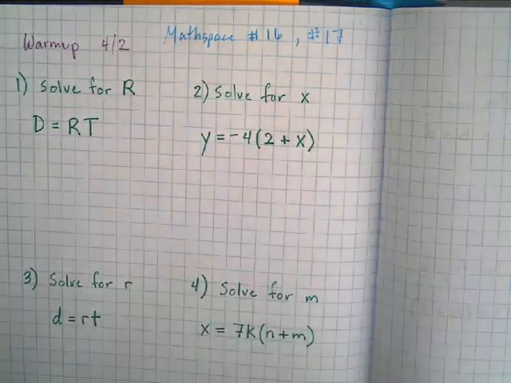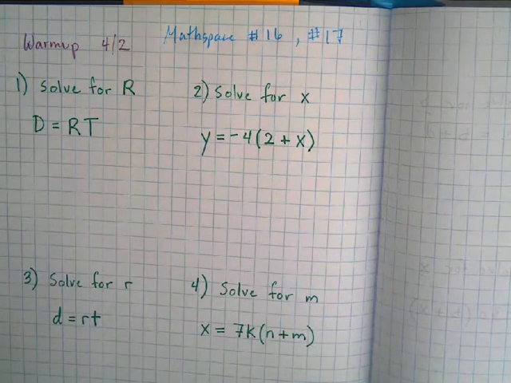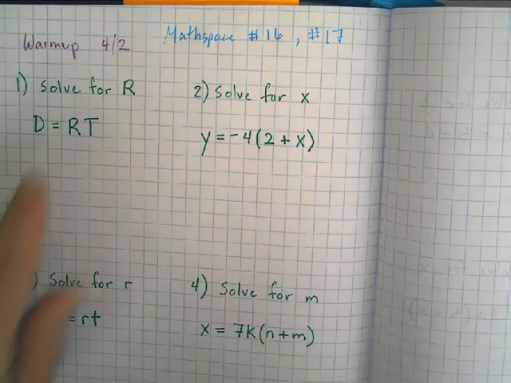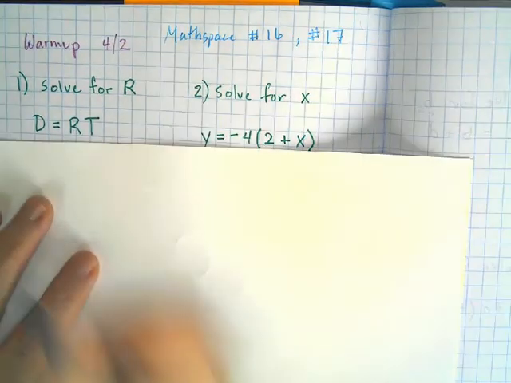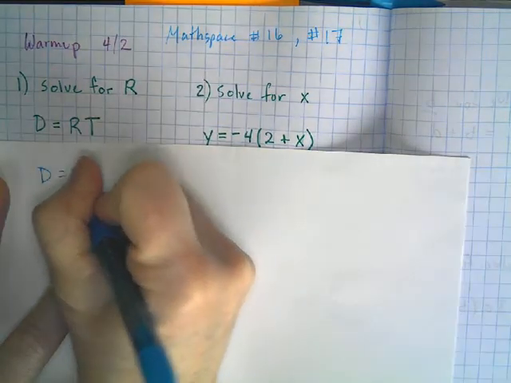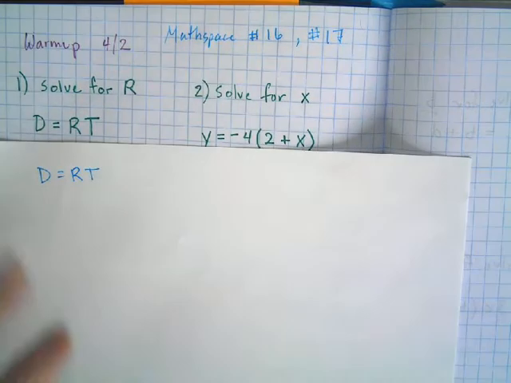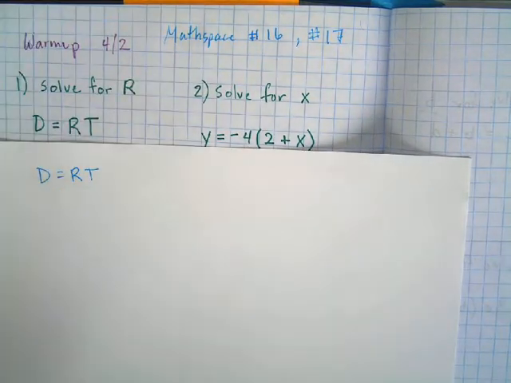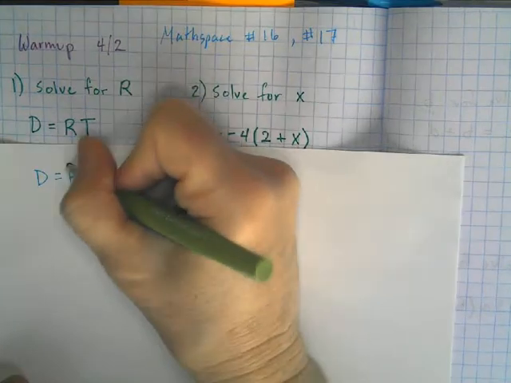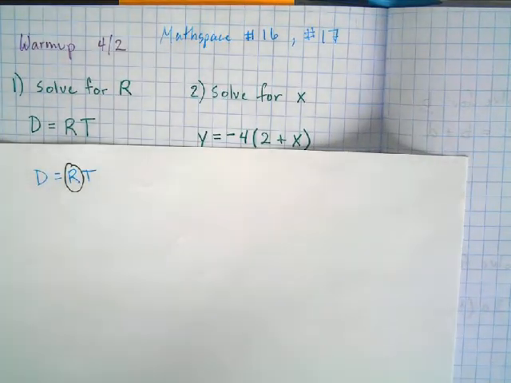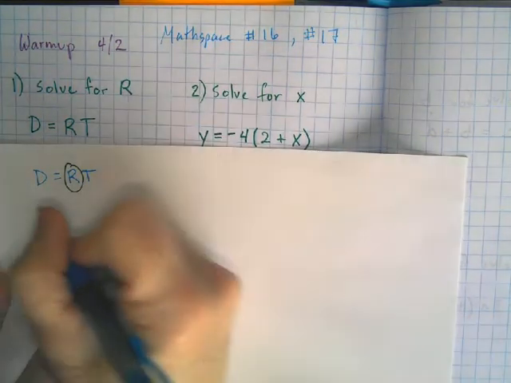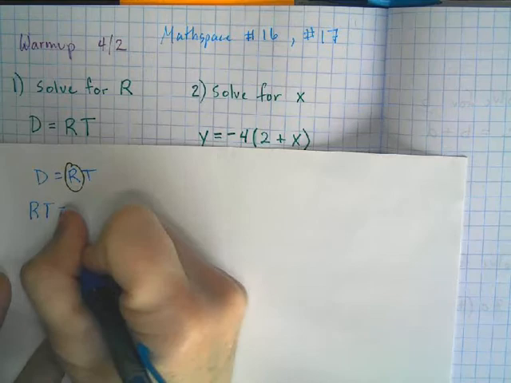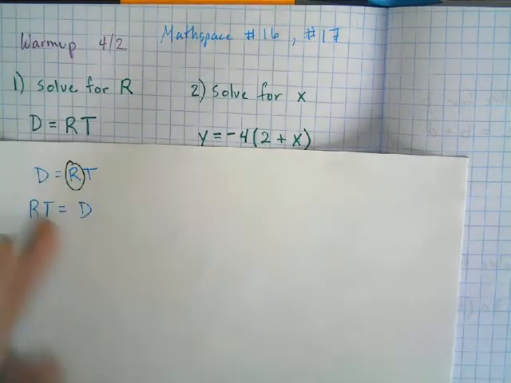So what I'm going to do is solve this first one for R. I'm going to copy mine onto another sheet of paper. It says solve for R. Where is my R? It's right here. I want to get this letter all by itself. First, I'm going to rewrite it. I like to have it on the left side, so I'm going to write RT equals D. I just switched the two sides.